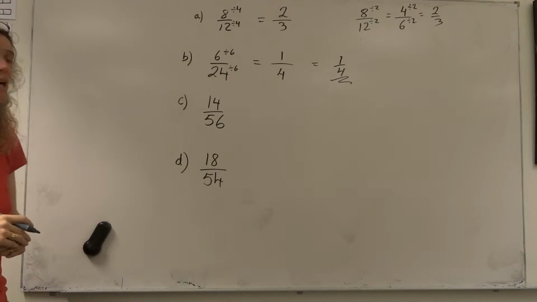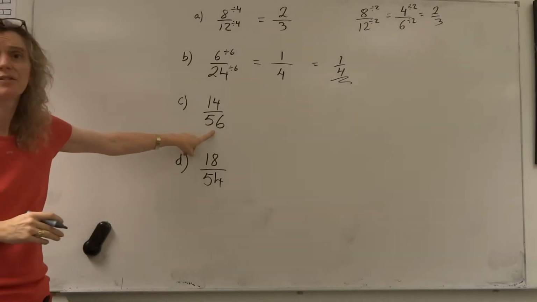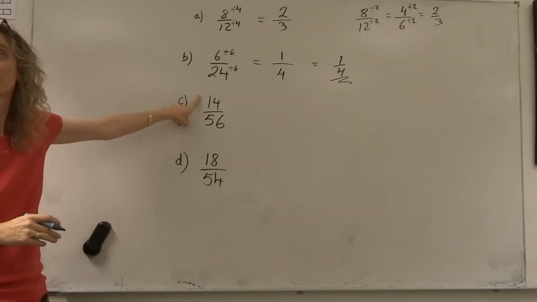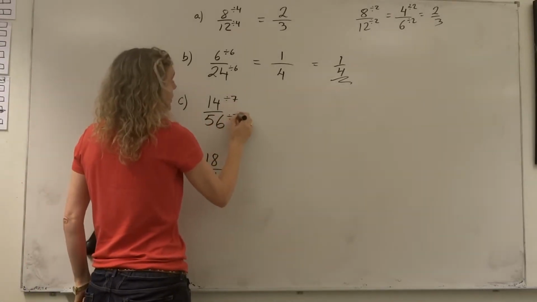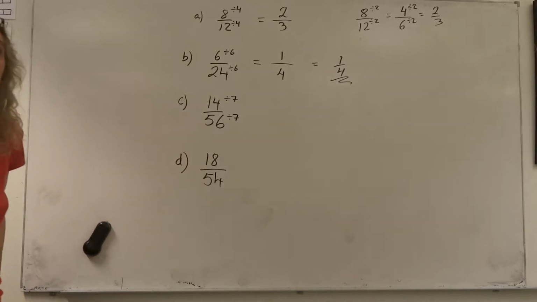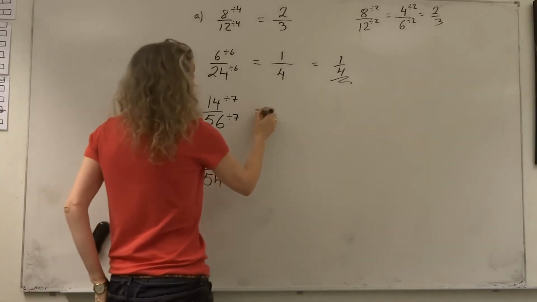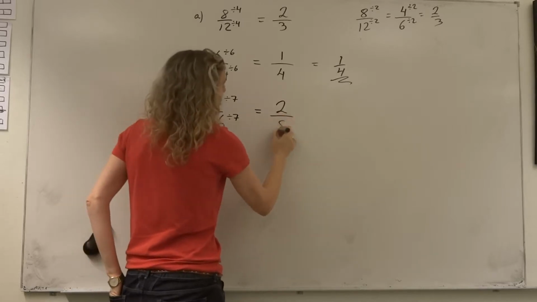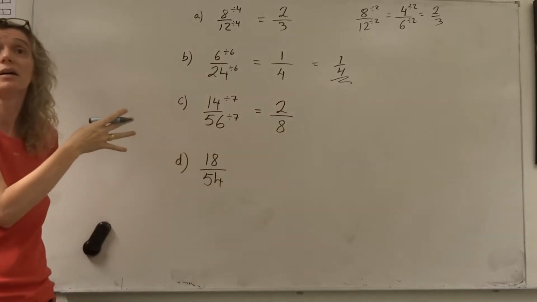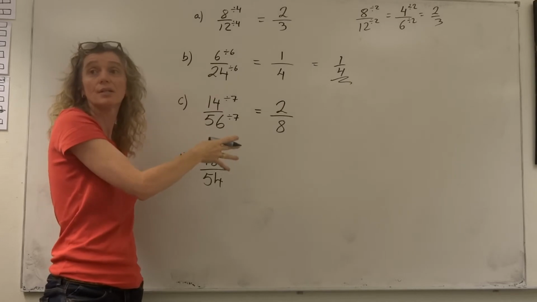14/56, well, if I know my times tables well, I know that 7 8s are 56 and 2 7s are 14. So I can see quite simply here, I divide my top and bottom by 7. Start there. 14 divided by 7 goes 2 times. 56 divided by 7 goes 8 times. Oh, I'm not ready here because I have 2 even numbers.